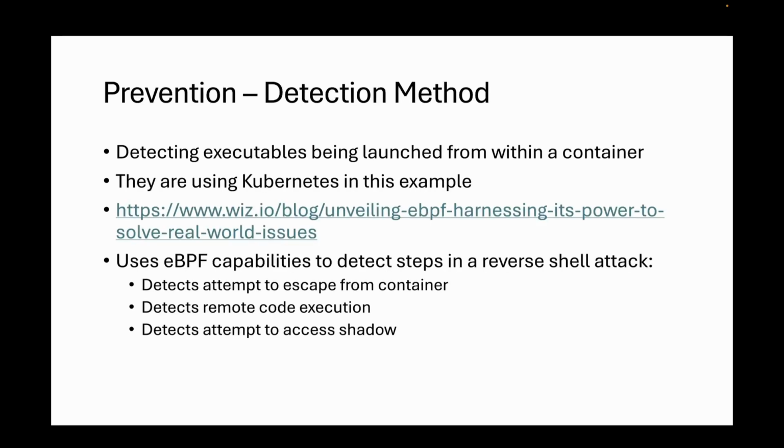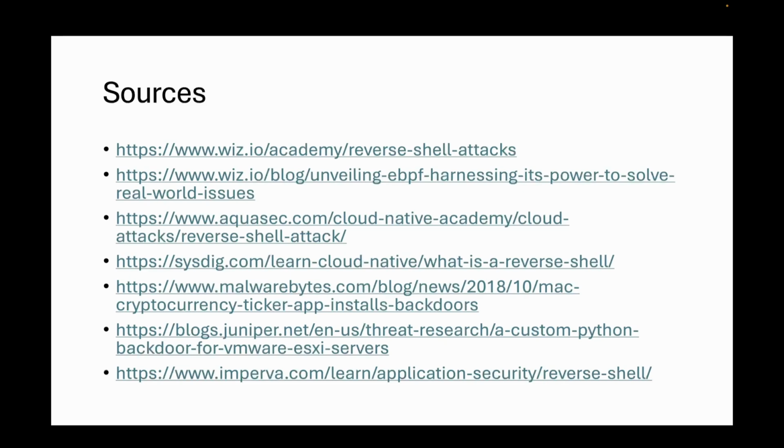As for detection methods, like I said, RASP is going to work really well. There are methods that you can use to detect executables being launched from within containers. This link right here demonstrates how you can detect a reverse shell being deployed inside a Kubernetes container. And this uses eBPF capabilities, which is implemented in the newer Linux kernels as well. And these are the sources.